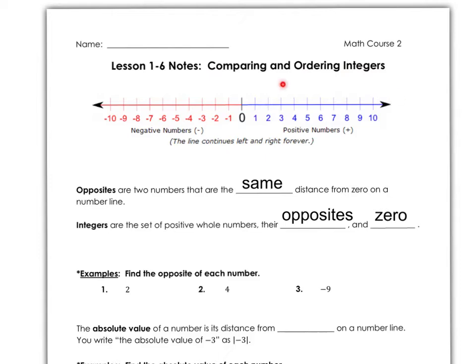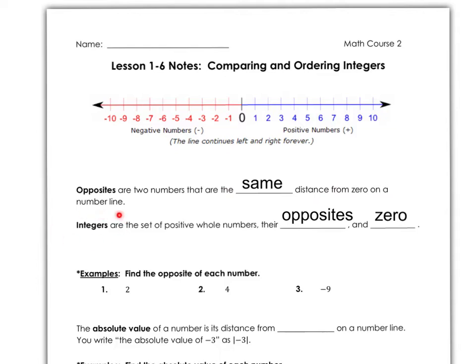So today we're looking at the number line. Notice the number line has 0 and also negative numbers and positive numbers. Some important vocabulary terms that you need to know. First one being opposites. When we talk about opposites in math, we mean numbers that are the same distance from 0. So for example, -6 and 6 would be opposite numbers.